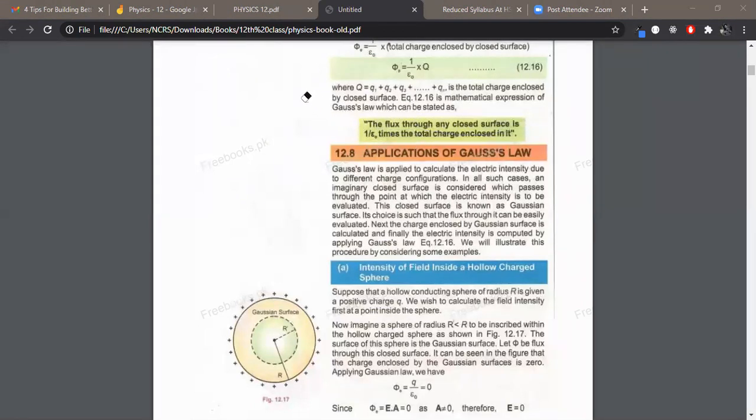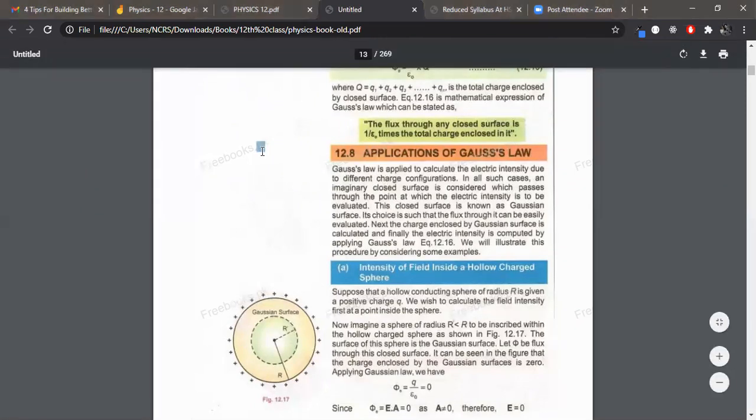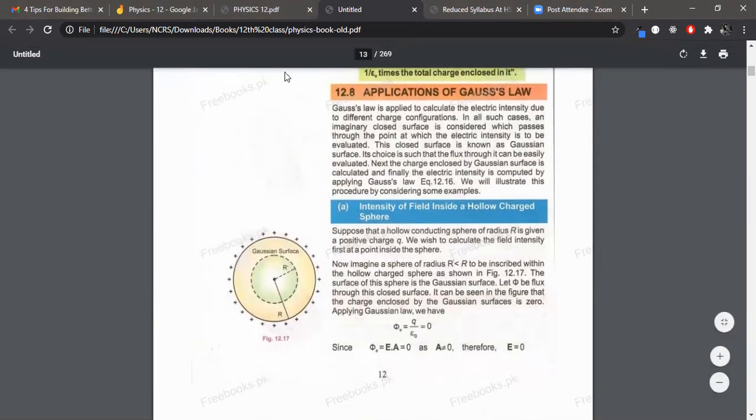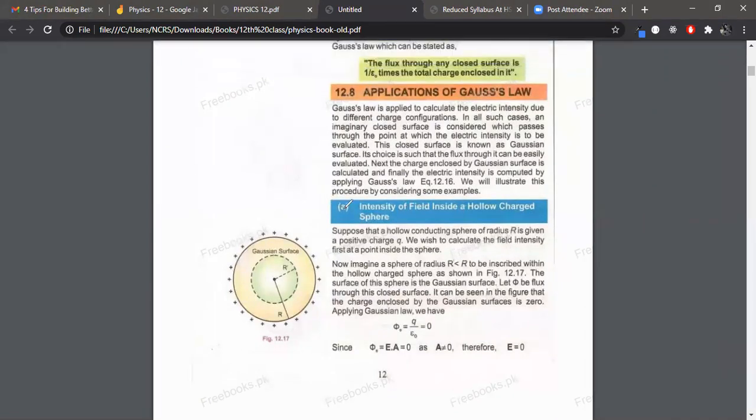So in the application of Gauss's law, we will also deal with a closed surface, and if we don't find any closed surface, then we will create our own closed surface, and that closed surface will be known as a Gaussian surface. So the first application says that we have a hollow charged sphere and we have to find the electric field or the flux at its center or at the region where it is hollow.